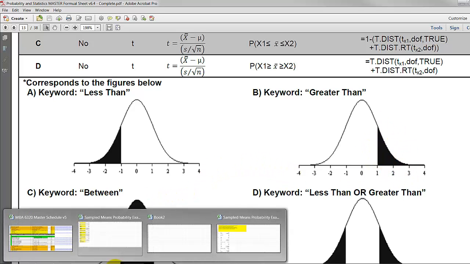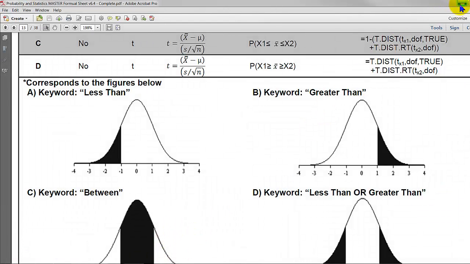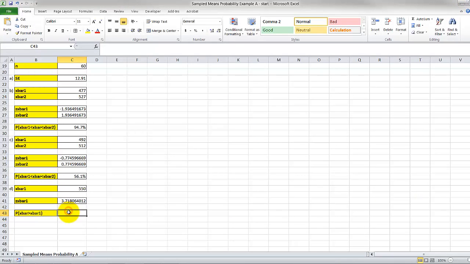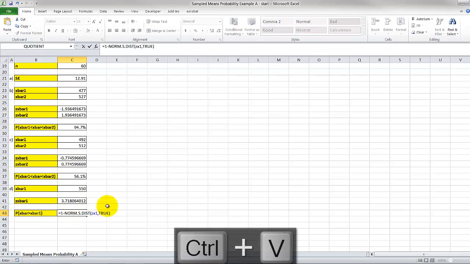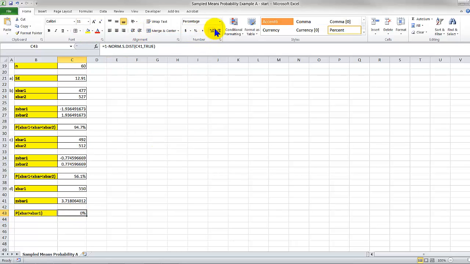So let's go ahead and go back to our spreadsheet, and I'm going to paste this in, and all we have to do is reference the right z-value. The z-value is 3.7. So we have a probability of 0.01%. Very, very low. And we can tell that based on the z-bar.